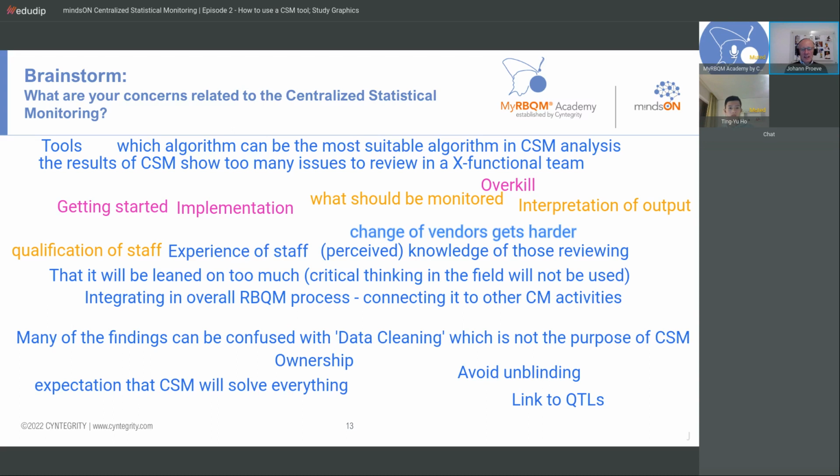And I think, yes, I highlighted also this overkill. I would not implement CSM for a phase 1 study, for instance, because the likelihood that you detect anything that is not normal is very unlikely. And you certainly have other means in place where you would detect these anomalies much easier.